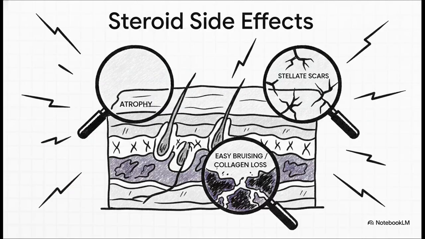And why are we so incredibly strict about steroid dosing? Because of the forensic consequences of getting it wrong. Long-term use of potent steroids carries some gnarly side effects. We're talking skin atrophy and thinning, tearing and strange stellate scars, easy bruising because the dermal collagen has basically been destroyed, and a severe rebound worsening of the rash if you stop the medication suddenly. It is powerful medicine that commands profound respect.